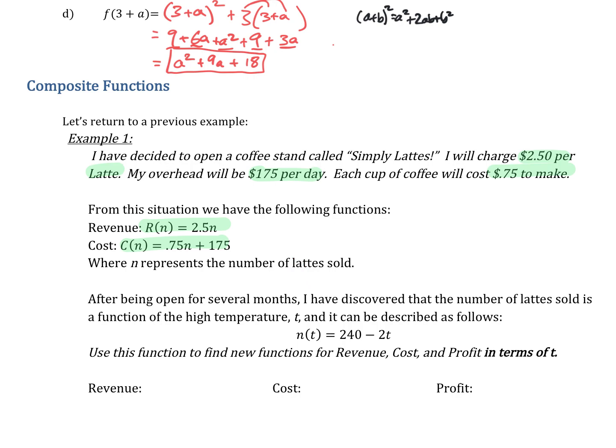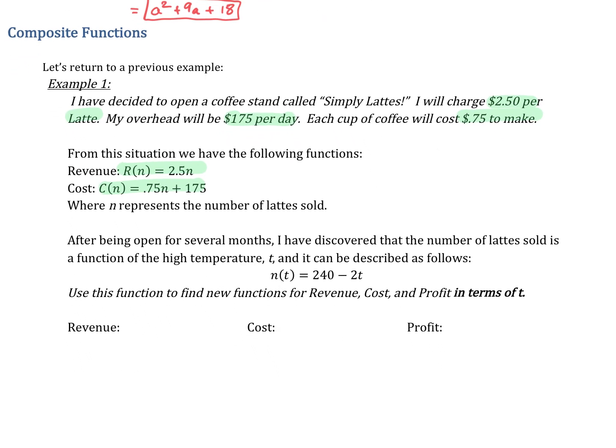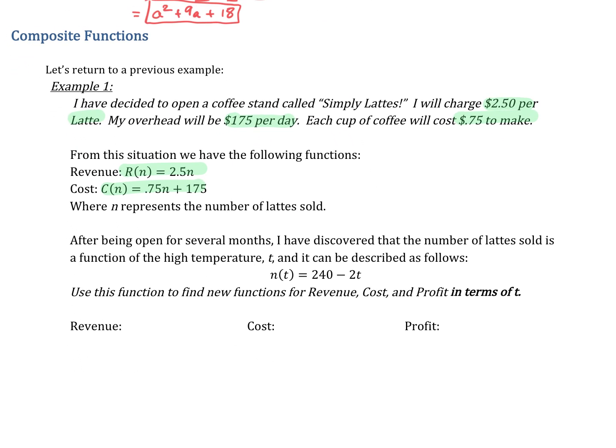All right, so now I've got some functions based on how many lattes I sell. Well, after being open for a few months here, I've discovered that the number of lattes sold is a function of the high temperature of the day, which we'll use T for. So if I look up the temperature, I can figure out how many lattes I'm going to sell, or get a pretty good idea. And after doing a little bit of regression, I figured out that the number of lattes I'll sell is 240 minus 2T, where T is the high temperature of the day.